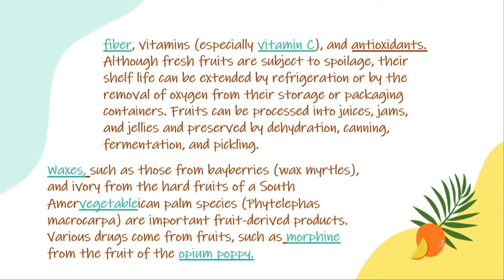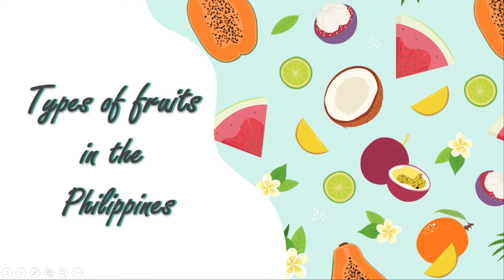So we will now proceed to the waxes, such as those from bayberries, wax myrtles, and ivory from the hard fruits of a South American palm species, Phytelephas macrocarpa, which are important fruit-derived products. So various drugs come from fruits such as morphine, from the fruit of the opium poppy. So naa say mga gamot or medicinal drugs nga gikan sa fruits, especially daghan siya og mga nagkadaiyang nutrients nga magamit nato sa pag-cure sa nagkalain-laing mga sakit. Okay? So, let's proceed now to the next slide.